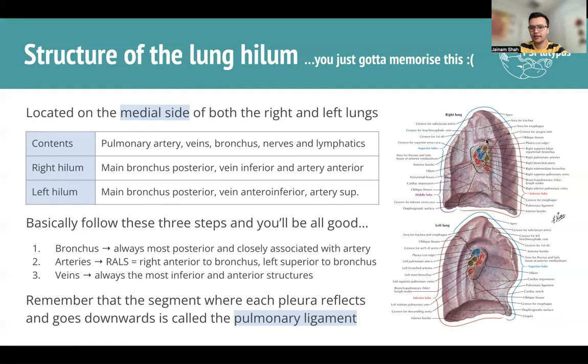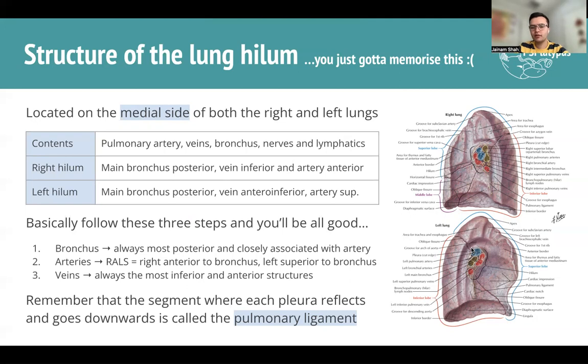You can see the yellow bit, right? It's always at the back, and this one is always at the back. With the arteries, just remember the mnemonic RALS, R-A-L-S. On the right side, the artery is going to be anterior to the bronchus. So have a look at this: you've got the bronchus here, and anterior to it, you can see the blue, which represents the artery. When it comes to the left side, it's going to be superior to the bronchus. Again, you've got the yellow bronchus, and above it the blue, so it's superior. So that's really easy.